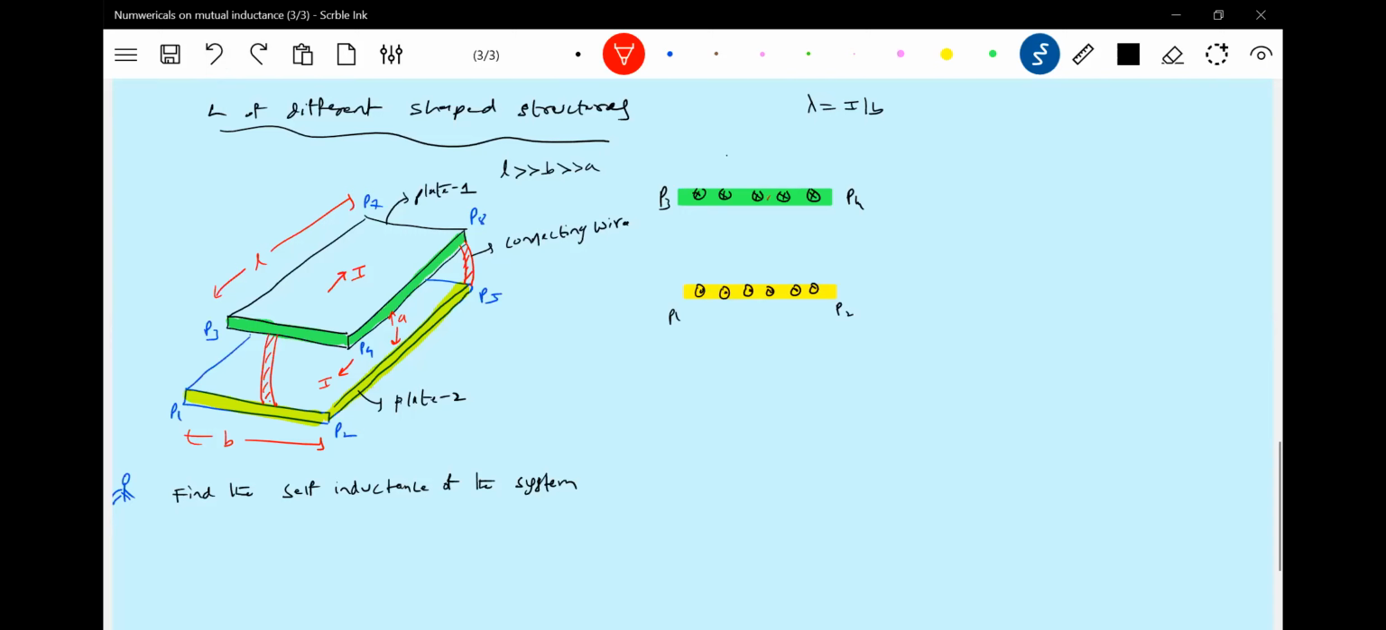Go for Ampere's circuital law. The field produced by P3, P4 here will be in this direction, and here it will be in this direction. The field produced by P1, P2.